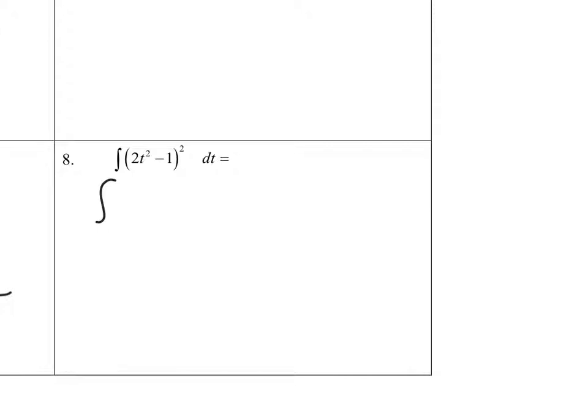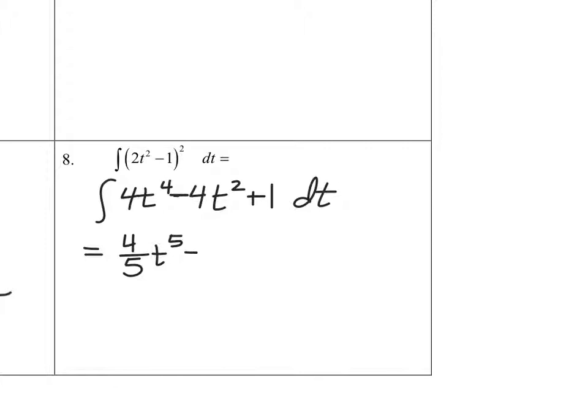The last one looks like it should be the reverse of some kind of chain rule, maybe product rule, but it's actually just the distributive property. 4t to the 4th minus 4t squared plus 1 dt, and then reverse of the power rule. So 4/5 t to the 5th minus 4/5 t to the 5th plus t plus C.